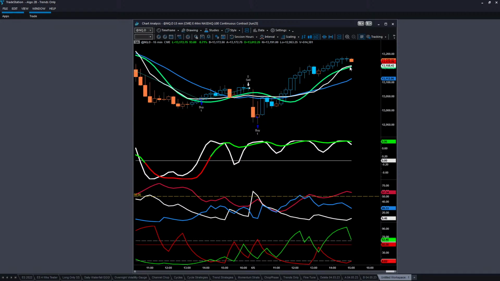This is probably going to come to 158 right there. It wouldn't surprise me, and it'll probably just go sideways for a little bit more and continue its way up.